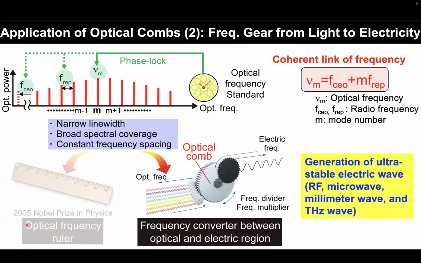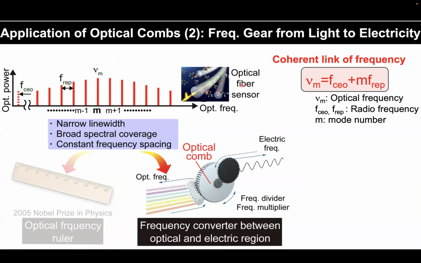Previously, I said that the OFC can work as a frequency converter or frequency gear from optical to electric frequency. However, in this research, we replace the optical frequency standard with the optical fiber sensor. So in this case, the optical spectral shift of ν_M caused by the fiber sensor can be transformed to an electric signal of f_rep based on this equation.